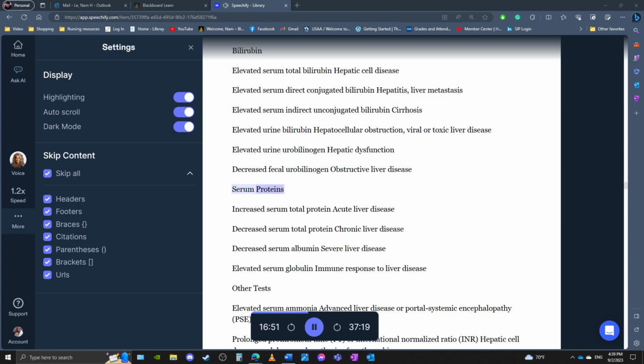Serum proteins. Increased serum total protein: acute liver disease. Decreased serum total protein: chronic liver disease. Decreased serum albumin: severe liver disease. Elevated serum globulin: immune response to liver disease. Other tests. Elevated serum ammonia: advanced liver disease or portal systemic encephalopathy. Prolonged prothrombin time or international normalized ratio: hepatic cell damage and decreased synthesis of prothrombin. Assessment of abnormal laboratory findings in liver disease.